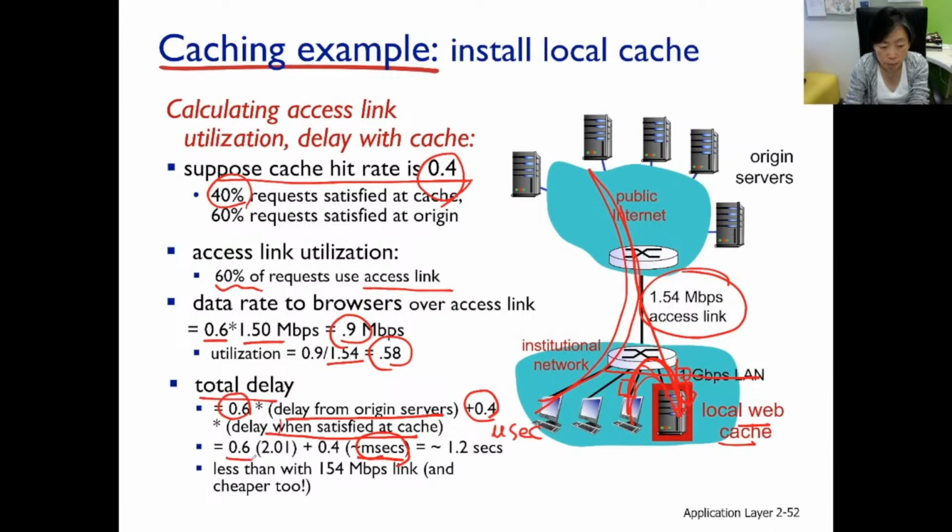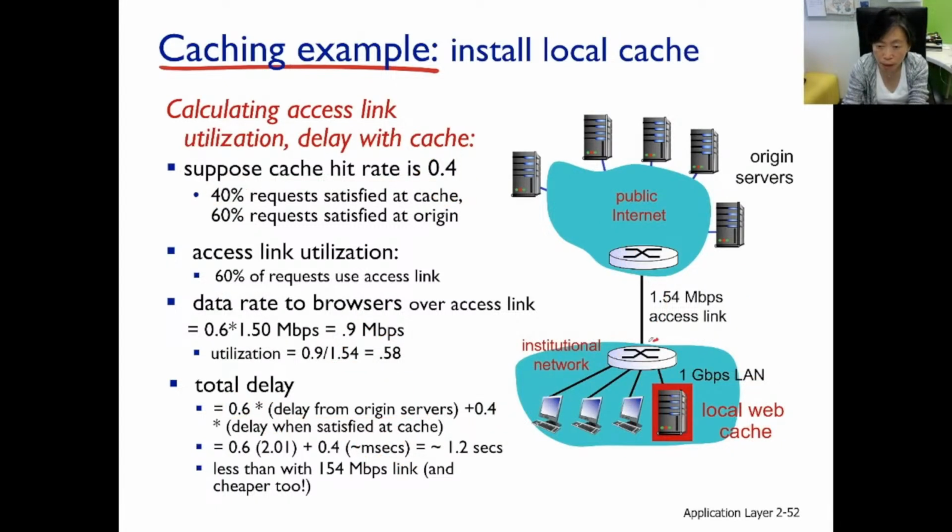Now, for the 60%, we'll have to go out and back, right? So this is very negligible. This part is what? The key component. This part, 2 seconds, we know for sure. So what's remaining is just the delay here on the access link with 58% utilization. Well, how much delay is this?